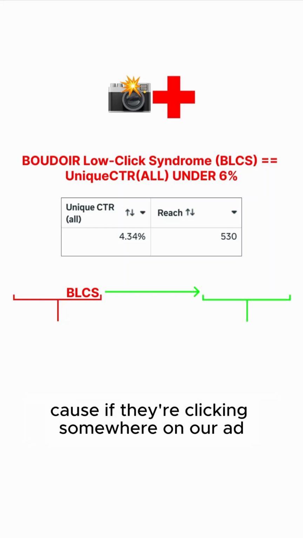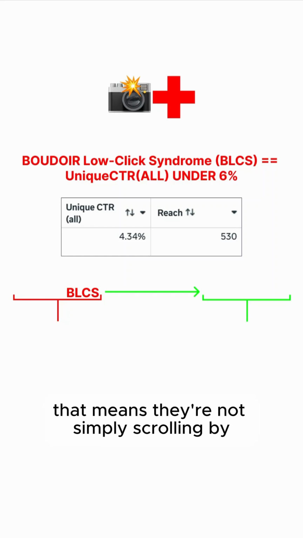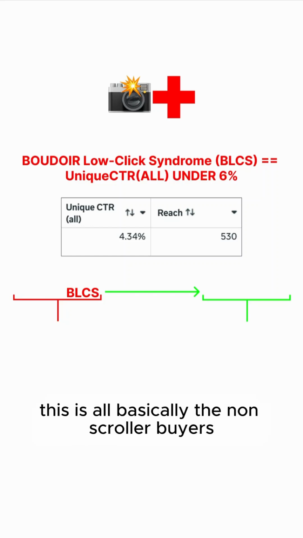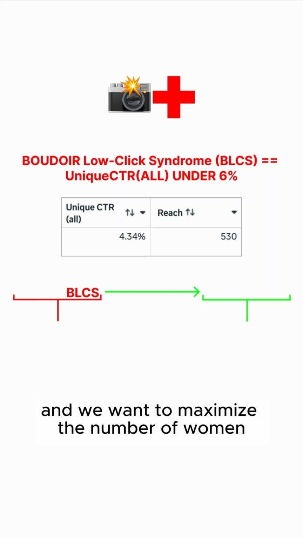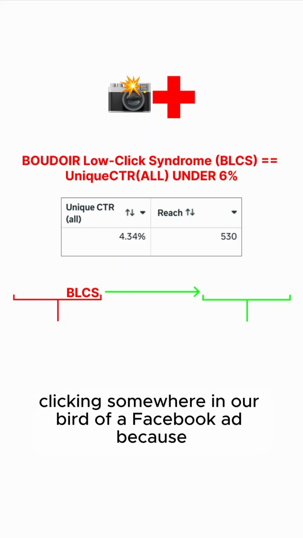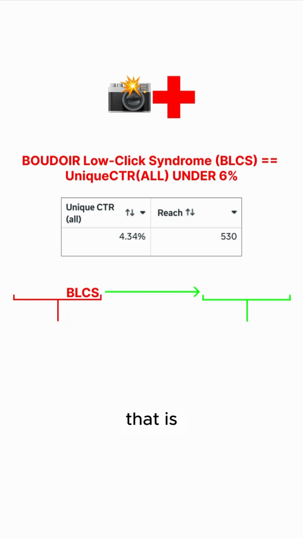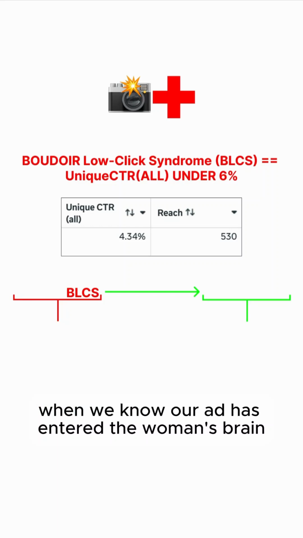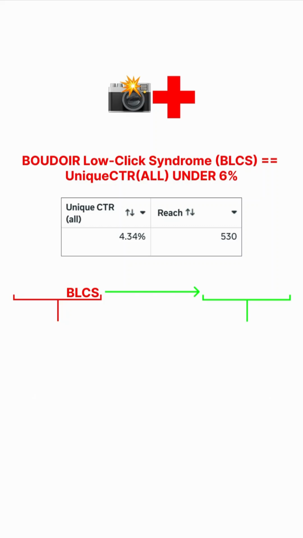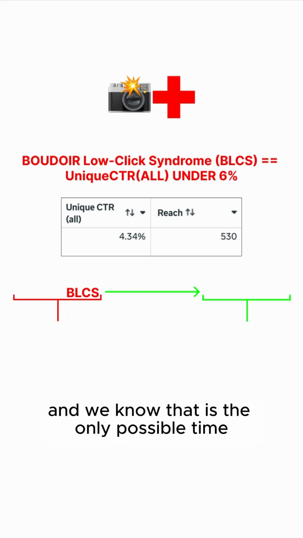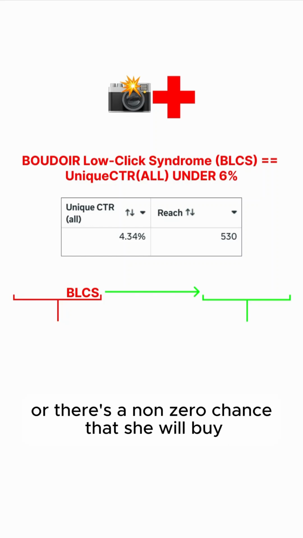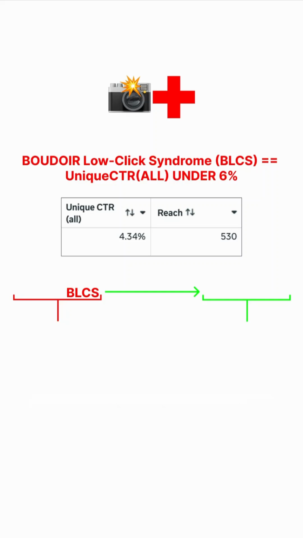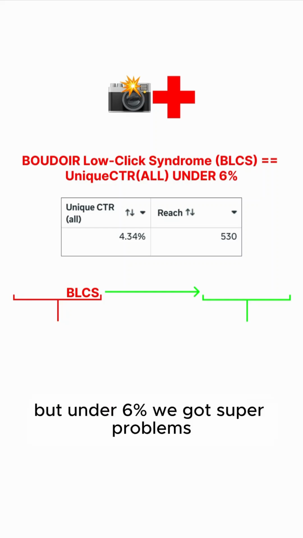And we care about this because if they're clicking somewhere on our ad, that means they're not simply scrolling by. This is all basically the non-scroller buyers. And we want to maximize the number of women clicking somewhere on our Boudoir Facebook ad because that is when we know our ad has entered the woman's brain, and we know that is the only possible time she will buy, or there's a non-zero chance that she will buy. So we actually gotta get this number as high as possible, but under 6%, we got super problems.